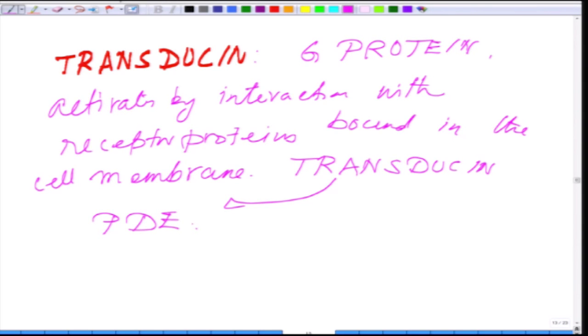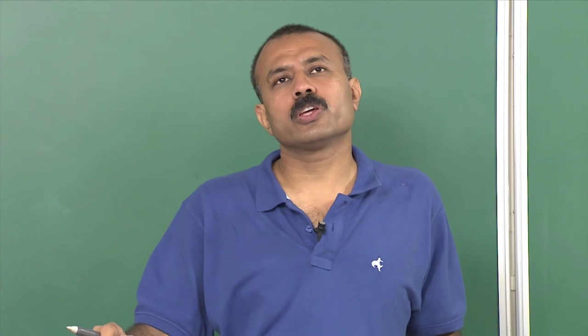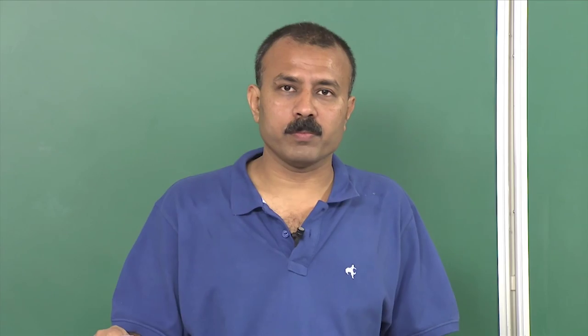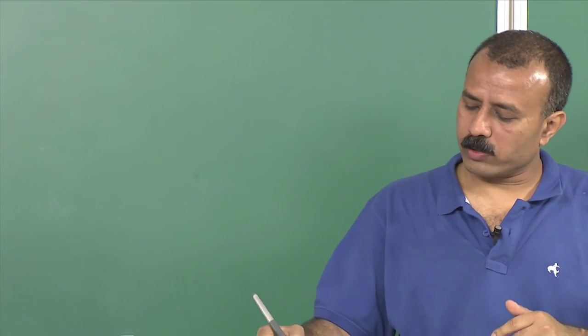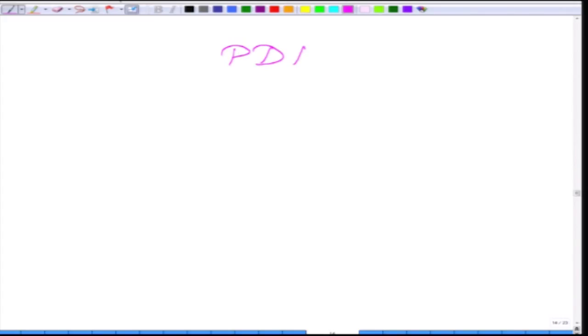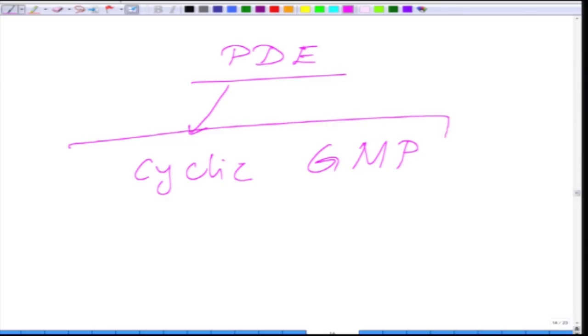And phosphodiesterase does something very interesting. This phosphodiesterase disintegrates a molecule called cyclic GMP. Then what is the role of cyclic GMP? So, coming back to the slide, now you have phosphodiesterase, which I am showing by PDE. This PDE then acts on cyclic GMP. So, what is the role of cyclic GMP in this whole context of things?